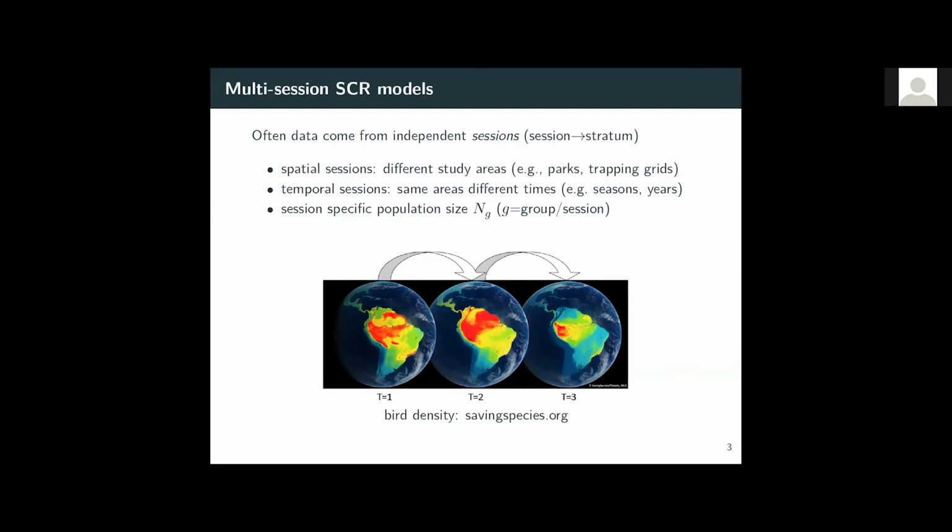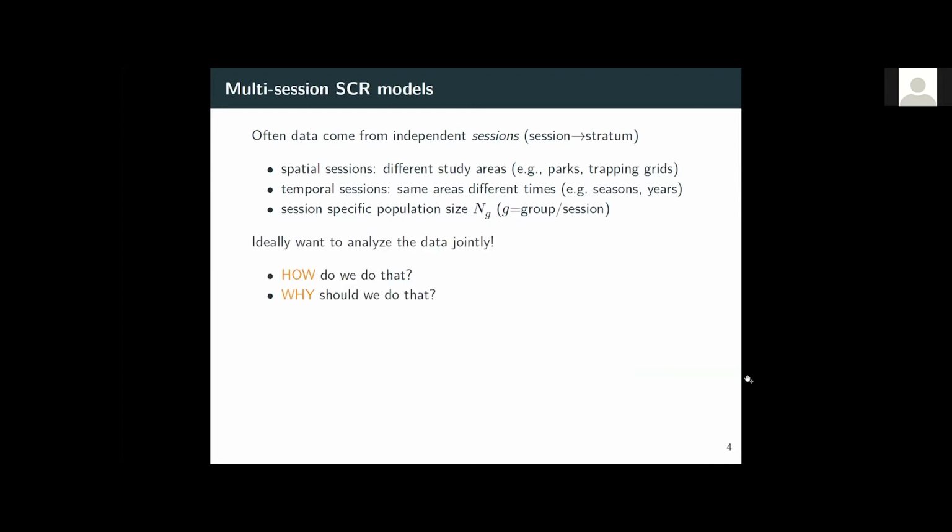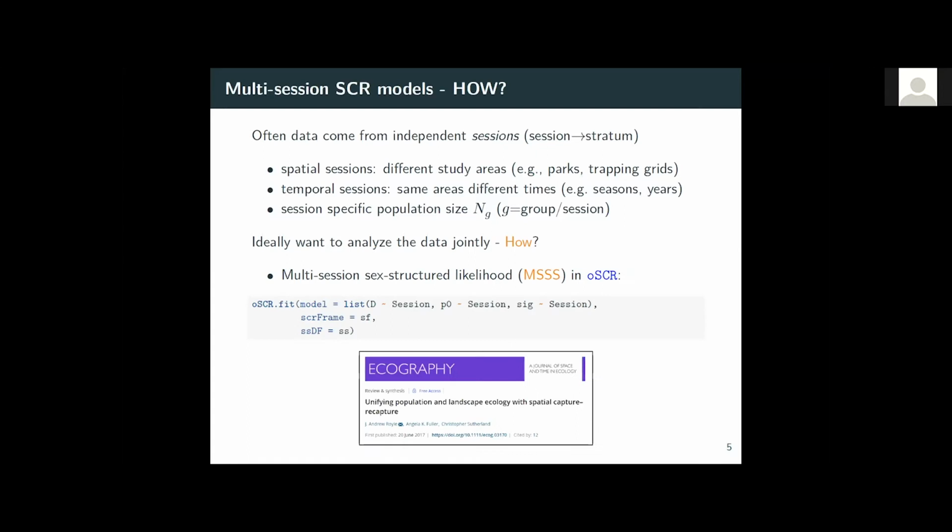And the bottom line here is that what we want to do is try to understand whether there are any changes in time, trends positive or negative, or whether there are differences among populations in space. So ideally what we want to do is take this multi-session data and analyze it all together. So the first question is, how do we do that? And the second question, of course, is why should we even be thinking about doing that?